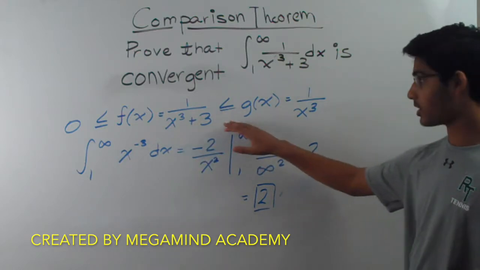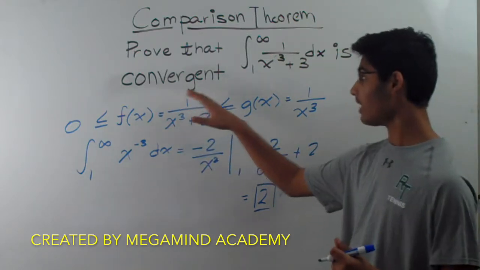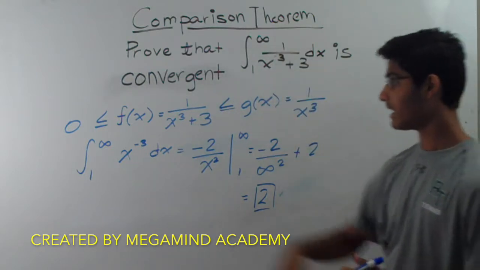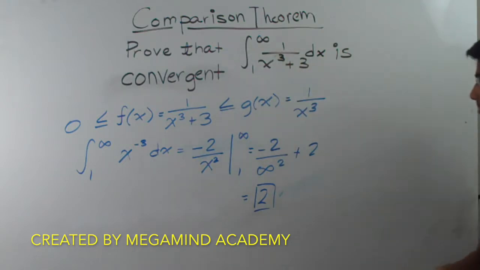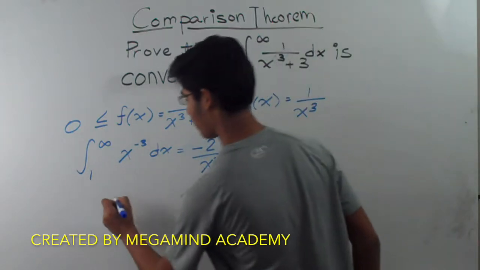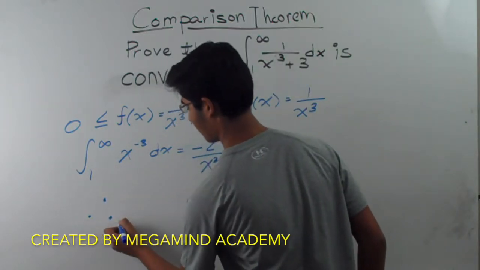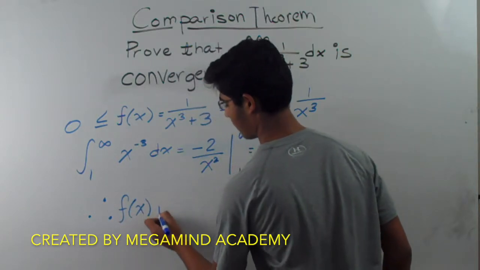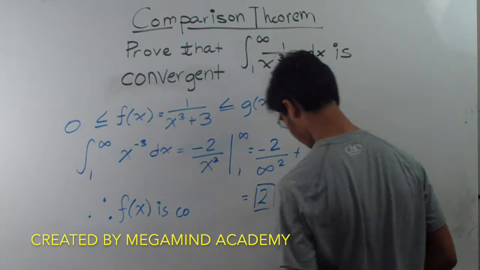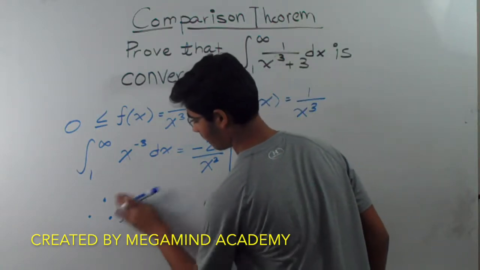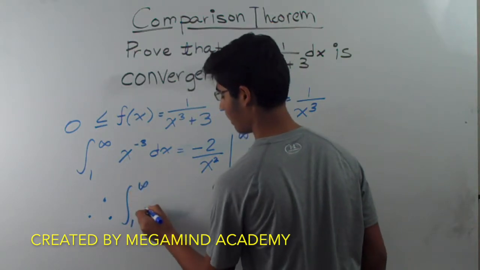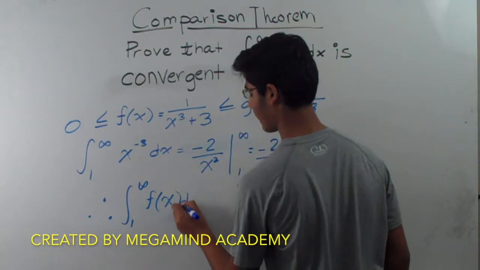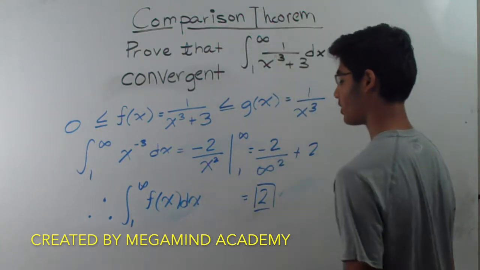So because f of x is less than or equal to g of x at all x's from 1 to infinity, and it is also greater than 0 for all x's from 1 to infinity, and because g of x is convergent, we know that f of x would also be convergent. So therefore we get that it's not f of x, it's the integral of f of x. The integral from 1 to infinity of f of x dx is convergent.